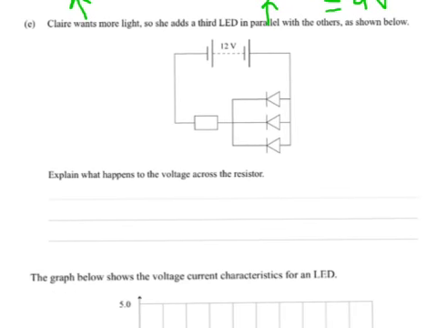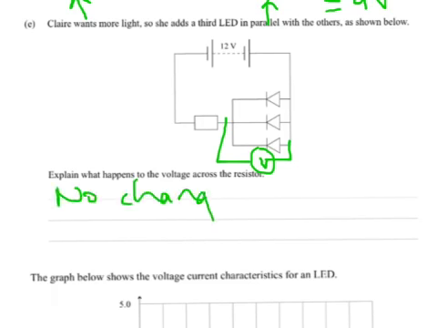But moving on, E. Claire wants more light, so she adds a third LED in parallel with the others as shown below. Explain what happens to the voltage across the resistor. Well, there is no change because the voltage drop across here is still the same. So no change. LEDs have a constant voltage drop.